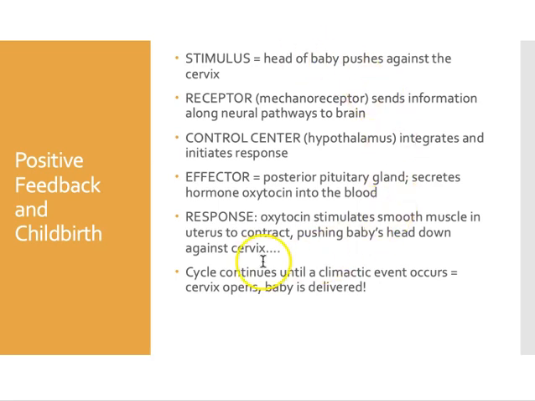It's going to keep getting higher and higher and higher until a climactic event occurs. And in that case, we've got the cervix opening and the baby delivered. Pressure will be removed from the cervix. The mechanoreceptors will stop sending information to the hypothalamus, will stop secreting oxytocin, the uterus will stop contracting, and the cycle ends.